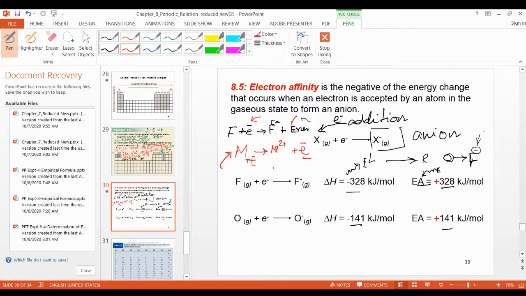Affinity means attractive power, right? Is anything not clear? Please ask me now. Who will explain the difference between ionization energy and electron affinity? Electron affinity is to attract electrons, very good, and ionization energy is to remove electrons. The energy required to remove the electron is ionization energy, and the energy released by the addition of an electron is electron affinity.